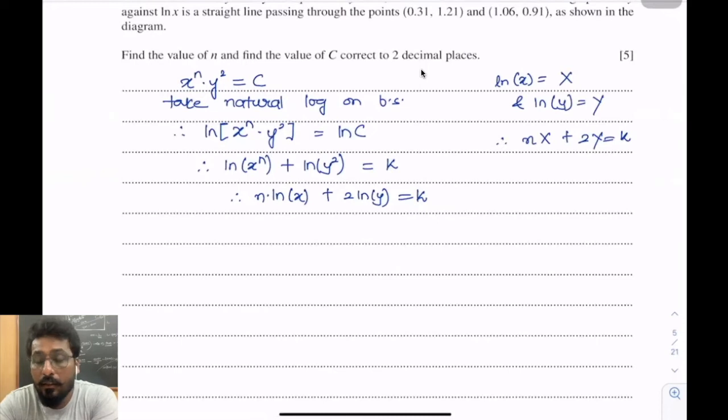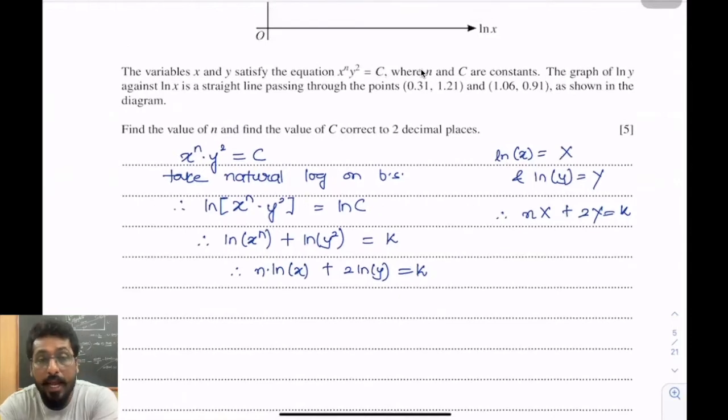Isn't that a linear equation, right? n x plus 2y is equal to k. It looks like ax plus by equal to c. It's a linear equation, and that's why you have a linear graph of ln of x and ln of y. So the question mentioned that the graph for ln of y against ln of x was a straight line, isn't it? This is the reason why it is a straight line, because after taking natural logs on both the sides for the given original equation, you got an equation which is a linear equation in ln of x and ln of y. That's why we have a straight line.